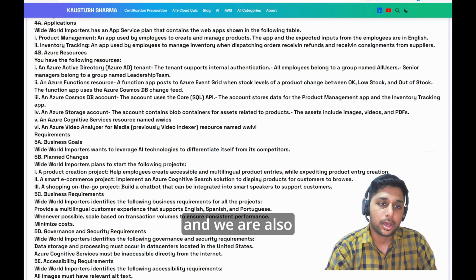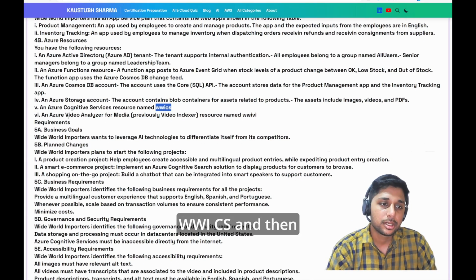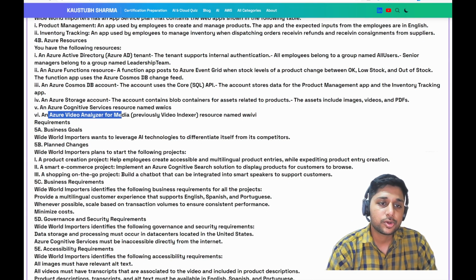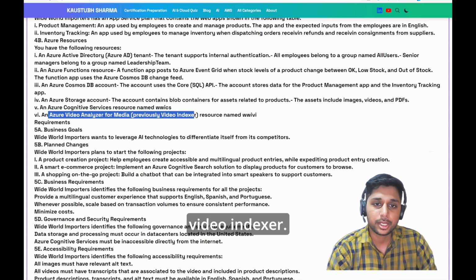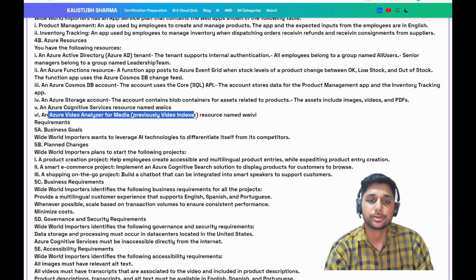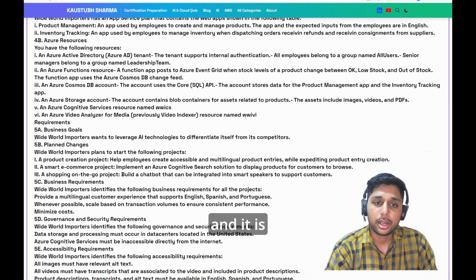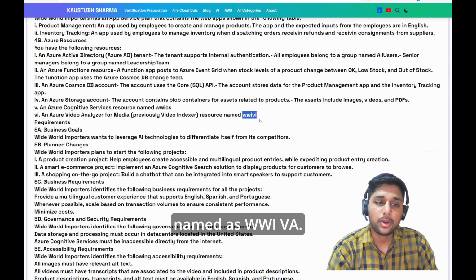We are also utilizing a cognitive service resource, that is WWICS, and then Azure Video Analyzer, which was previously known as Video Indexer, we are also utilizing. So this is a very new, fresh question we have, and it is named WWIVI.